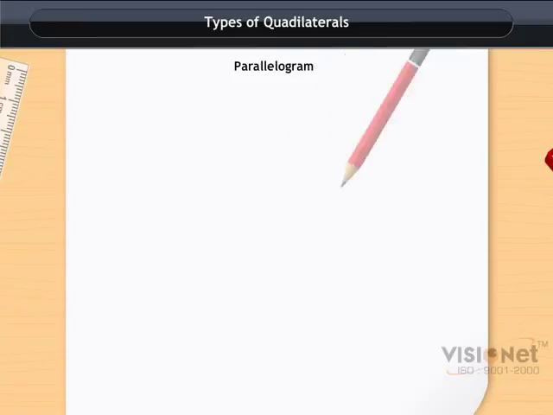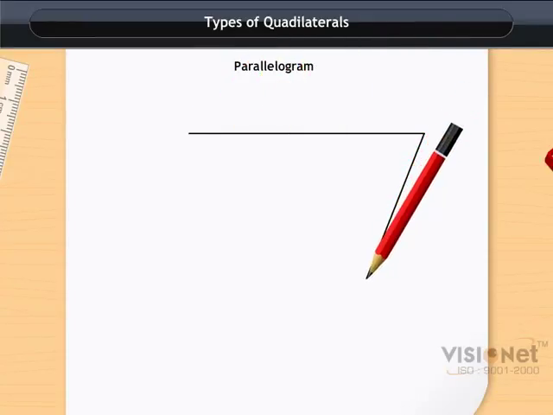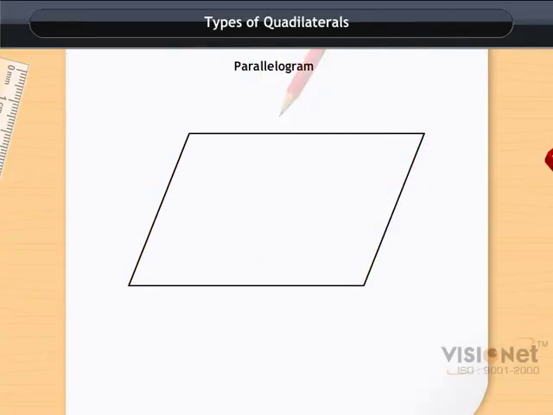A parallelogram is a quadrilateral in which opposite sides are parallel. Here AB is parallel to CD and BC is parallel to AD.